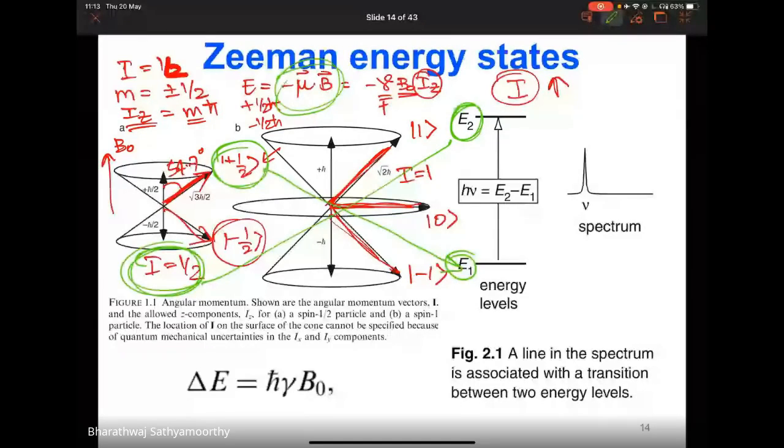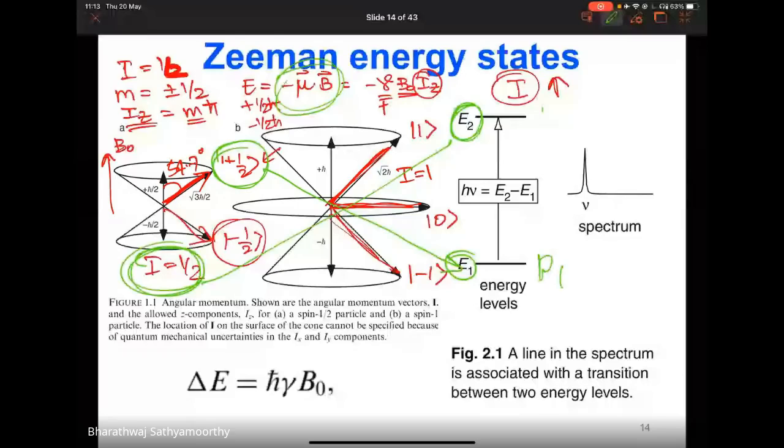Now, when you have two energy levels, you would be able to do spectroscopy such that the populations in these two energy levels will be different. And if you are able to apply an electromagnetic radiation that ends up disturbing these populations, you'll be able to get a spectrum and therefore be able to study the molecule.